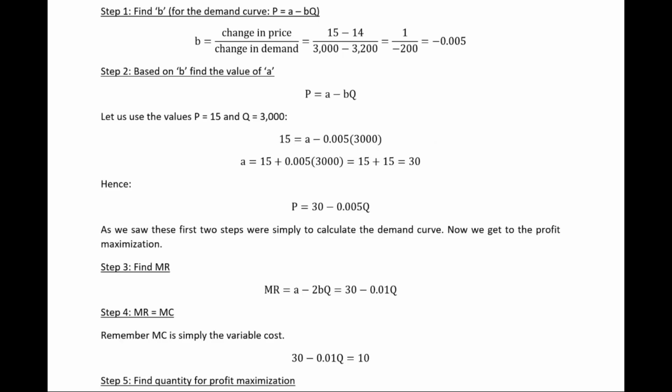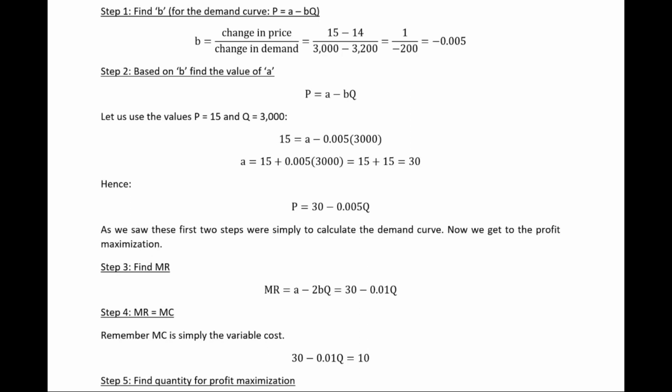And just to reiterate, don't try memorizing these steps. Just think intuitively. You're trying to calculate the maximum profit. To find the maximum profit, you need to have the equation MR is equal to MC. For that, you need MR and you need MC. For MC, you'll calculate the total variable cost per unit. For MR, you'll need the equation A minus 2BQ, which is similar to the equation for the demand curve, A minus BQ. So you need to find the demand curve. To find the demand curve, you need to find B and you need to find A.